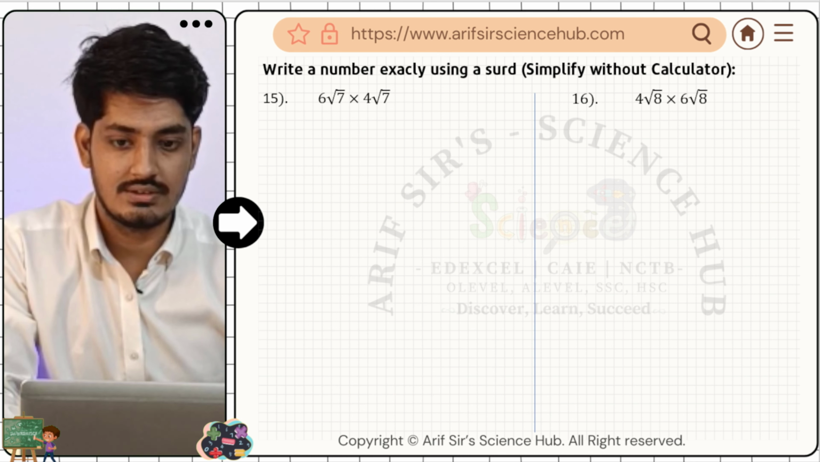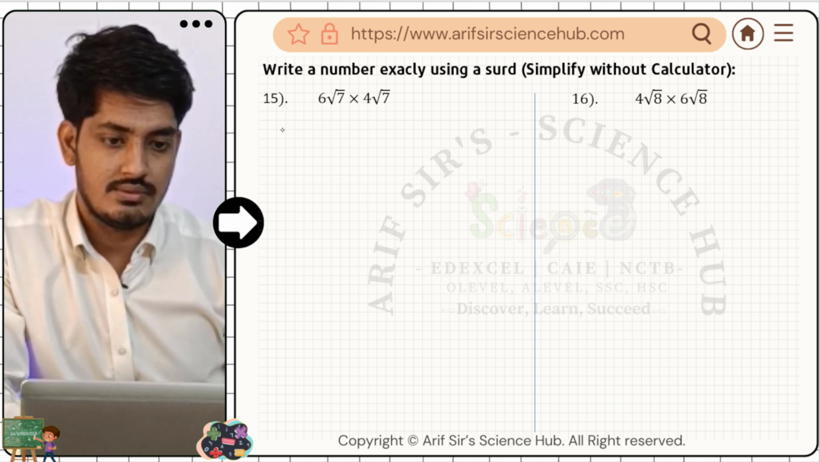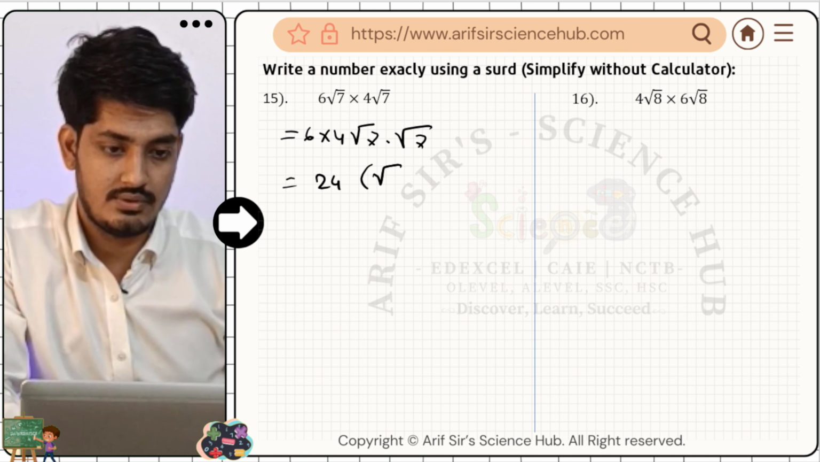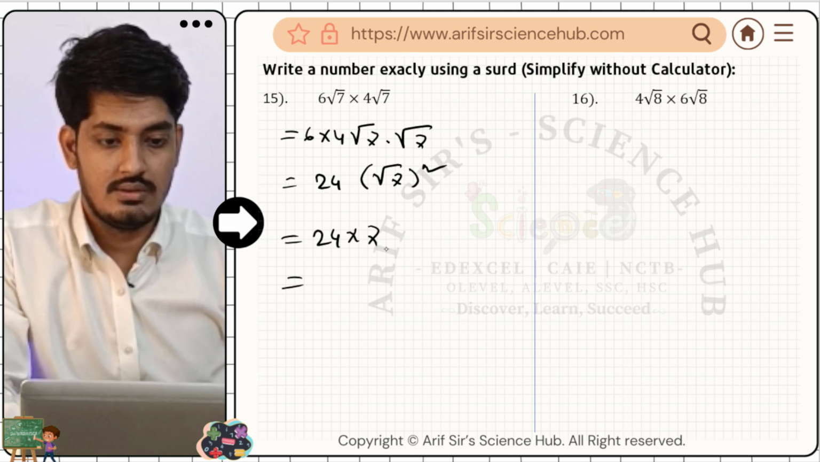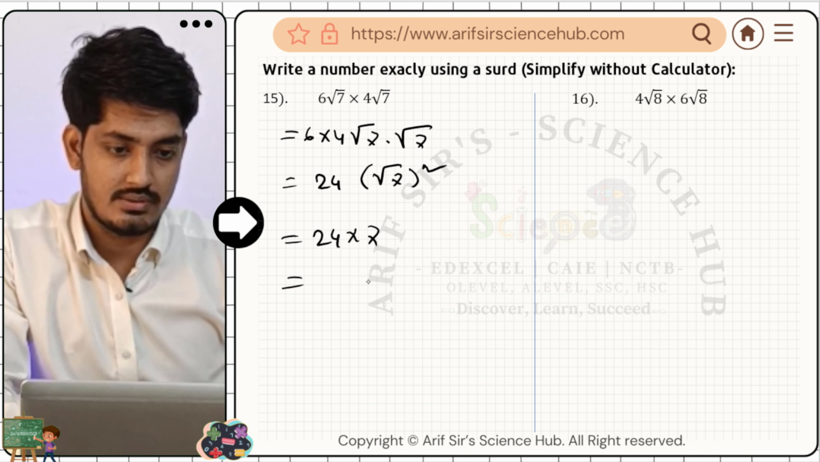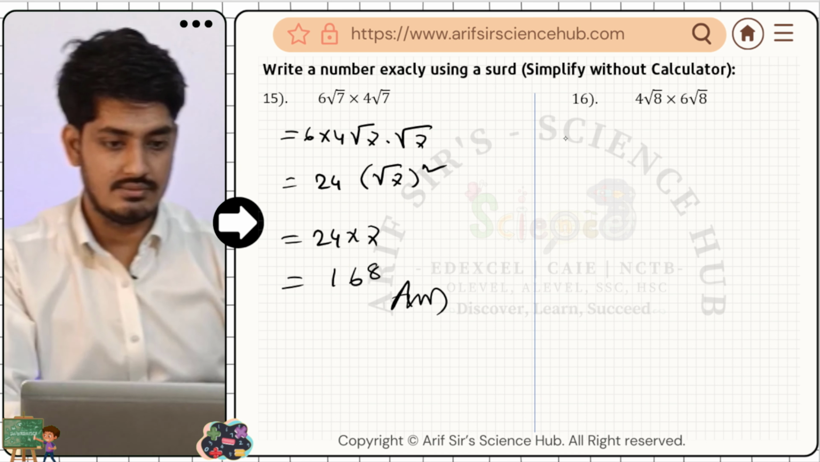So let's solve another exercise. Exercise number 15 and 16. If we solve these equations, 6 into 4, then square root 7 into square root 7. 6 into 4 is equal to 24, then square root 7 square, that means 24 into 7. If we multiply this, then 4 multiplied by 7 is 28, 14 into 2, that means 168. That's the answer.